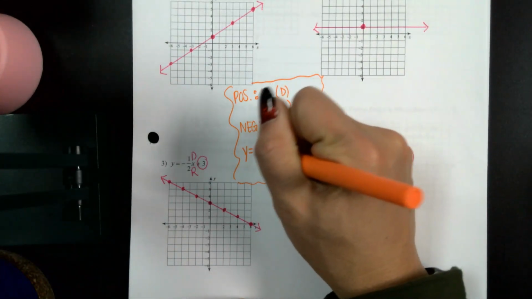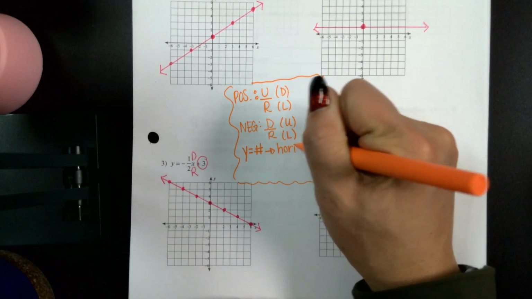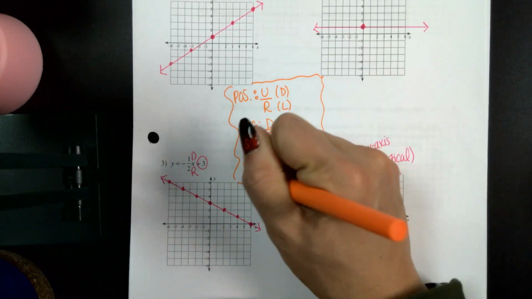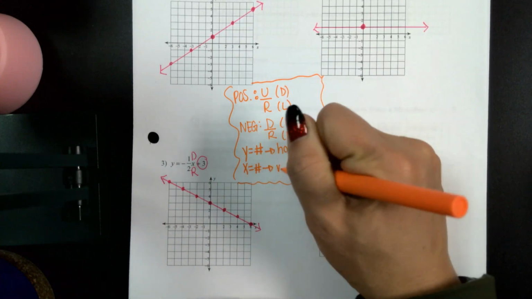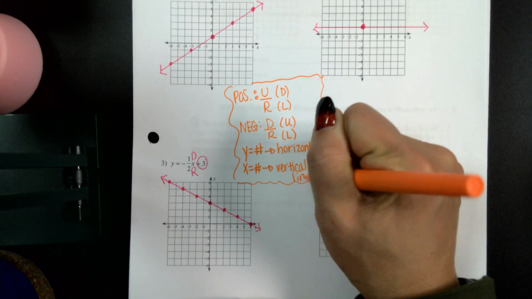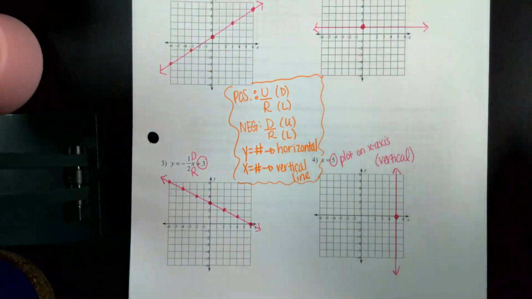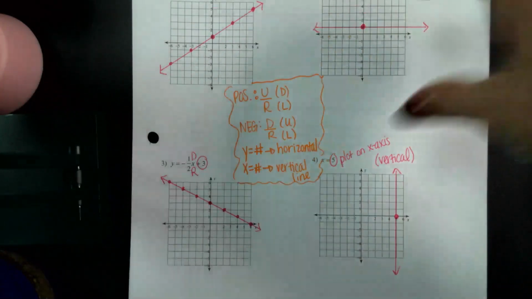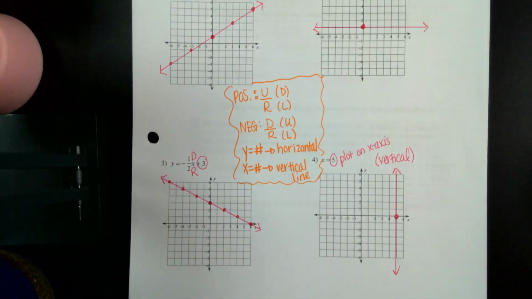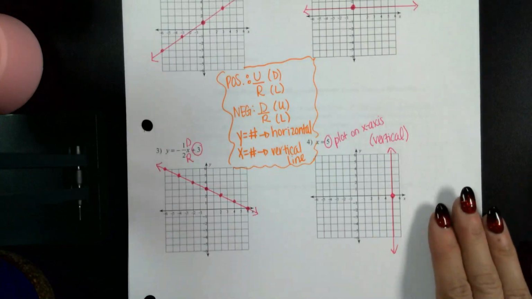Y equals just a number, that would be your horizontal line. And x equals a number would be your vertical line. I think those are the 4 things that are going to be most beneficial to you when it comes to graphing lines that look like this, that are in slope-intercept form or are just like number 2 or number 4. Obviously, when we turn the page, we're going to get some that are in standard form. I would definitely, on my page of notes, write an example of how to take standard form and put it into slope-intercept form.